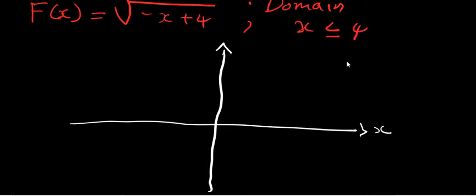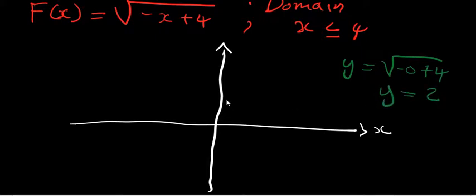So you can say when x is equal to 0, then we are going to have negative 0 plus 4. Automatically, we know that y will be equal to 2. So this curve is cutting the y-axis at 2. And then where is this curve starting from? This curve is simply starting from 4. So when x is equal to 4, that's when y is equal to 0.